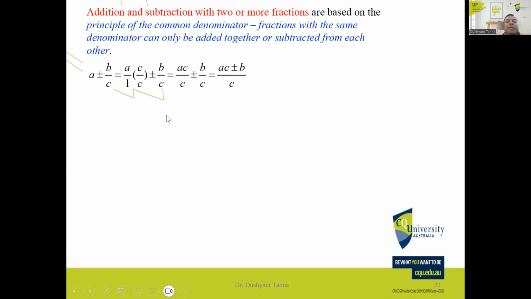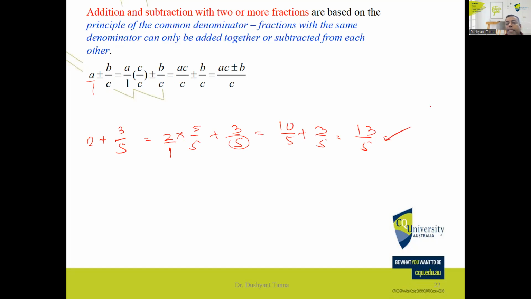Similar stuff, but here there is no factor, so that's treated as 1. Even easier. Let me pick up an example, 2 plus 3 over 5. What I do is 2 times 5 over 5. For simplicity, we write 2 over 1 plus 3 over 5. So multiply and divide by 5. Why 5? Because 5 is the denominator here. So that is 10 over 5 plus 3 over 5, that is 13 over 5. And that's the answer. Plus or minus doesn't matter.